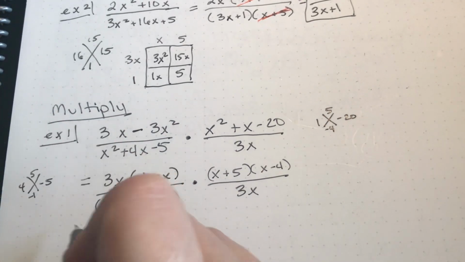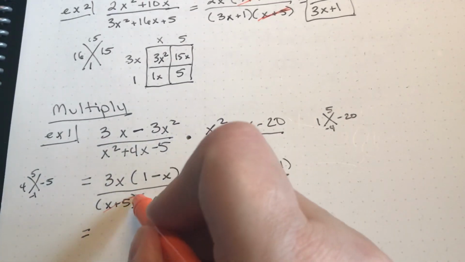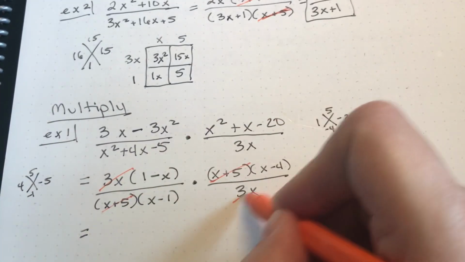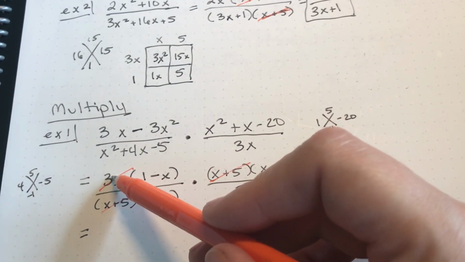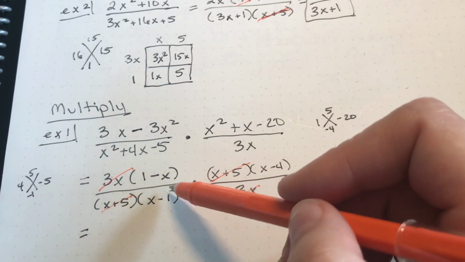Now I can start canceling things out. So I have an x plus 5 and an x plus 5. I have a 3x and a 3x. Remember, what's on top has to match what's on the bottom. Now here's a tricky thing here.